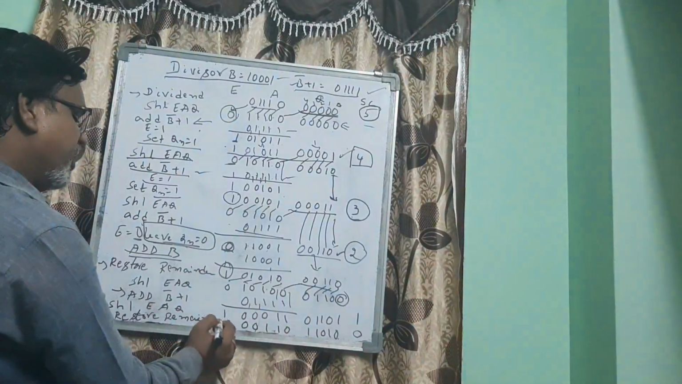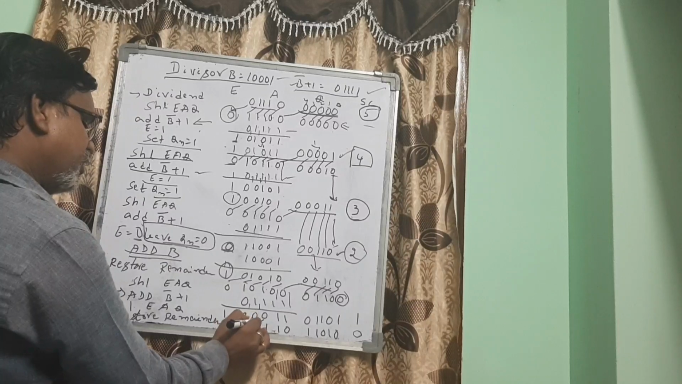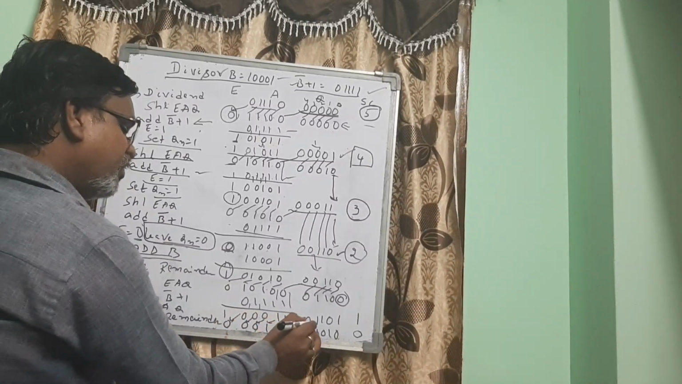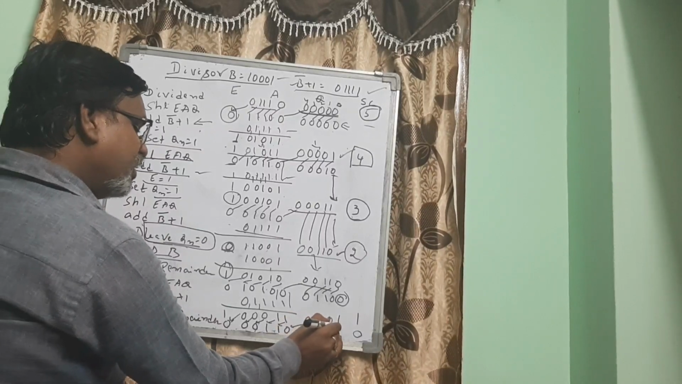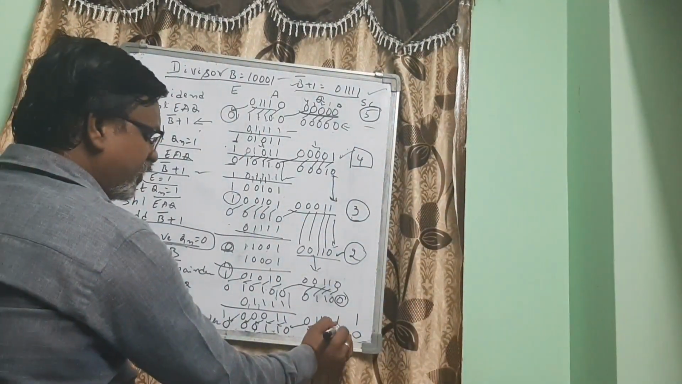So when you shift left, this 0 will come here, the 0 will come here, this will come, this will come, and this will come, and this 0 here, this 1 here, this 1 here, this 0, this 1, and we get a new 0 in this position.